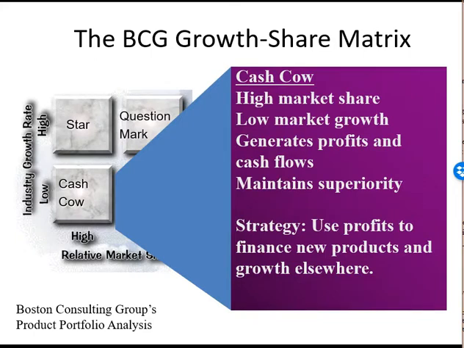Now, a cash cow is interesting because it's a high market share unit of your business with low market growth. If you think about some of those brands that I showed you on the P&G website, many of them are cash cows. Pampers, for example, has high market share in the diaper care industry, which is relatively low market growth. Birth rates have slowed. We're not in a baby boom. And so this cash cow generates profits and cash flow for the company. Now, of course, you want to maintain your superiority, but you can also use those profits to finance new products or growth elsewhere in the firm.